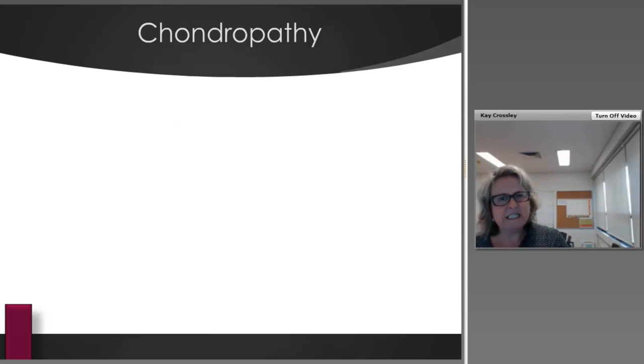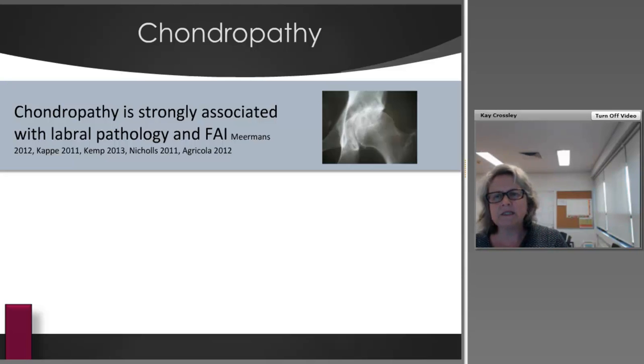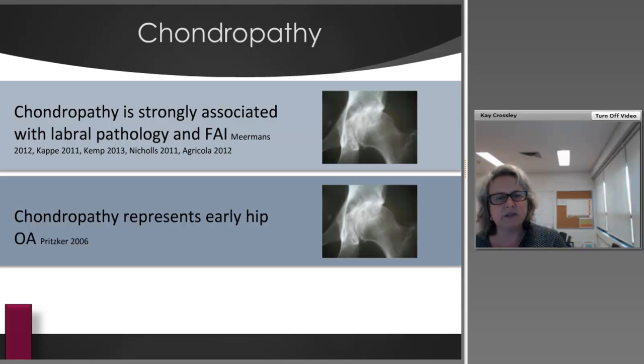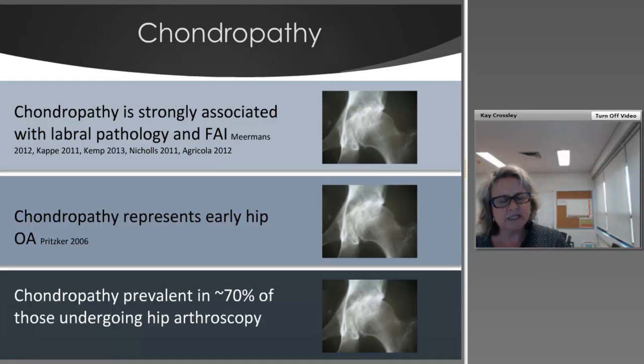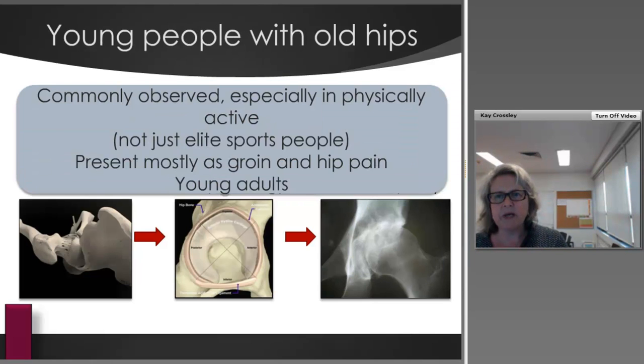Chondropathy is obviously disease of the chondral surface of the hip, and as I said before, we see it strongly associated with labral pathology and also with FAI. We consider that it represents early hip osteoarthritis, perhaps even before we can see it on radiographs, and it's highly prevalent in people undergoing hip arthroscopy, and I'll talk about that in a few minutes. I think the important thing to realise is that this chondropathy is commonly observed in physically active people, not just elite sports people.